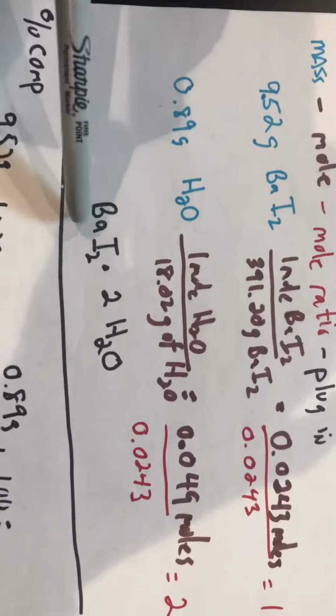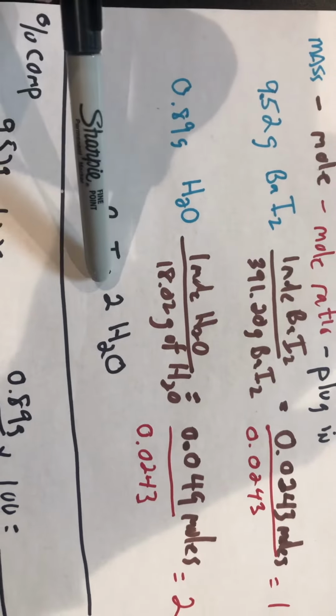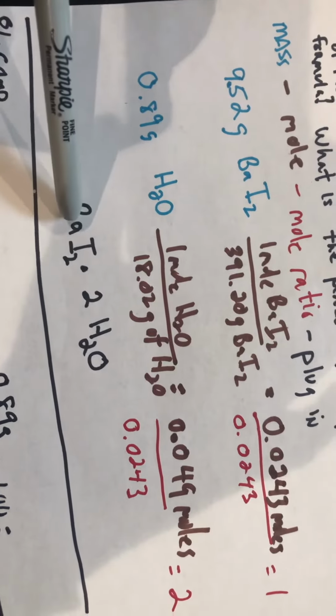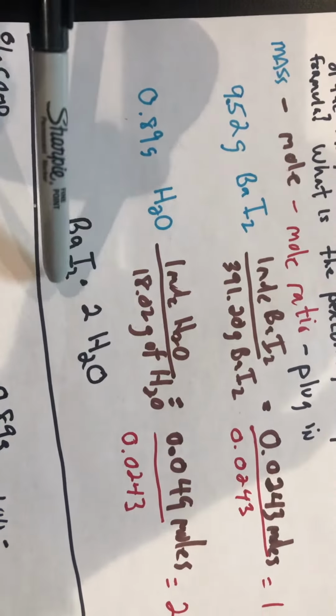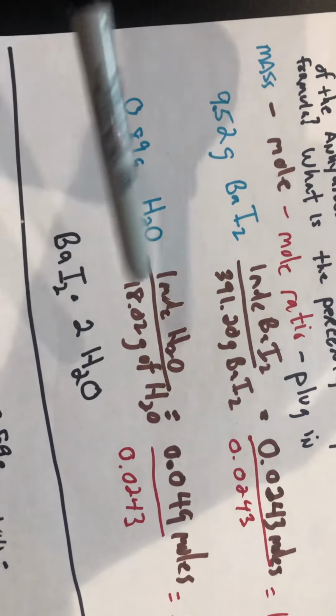Now a hydrate crystal formula looks like this. You put the name of the compound, the formula of the compound, put a little dot, and then the mole ratio, how many waters there are. So for every 1 mole of barium iodide, there's 2 moles of water. Put a little dot, and you're right. That's what we call a hydrate crystal formula. So it's a little different.